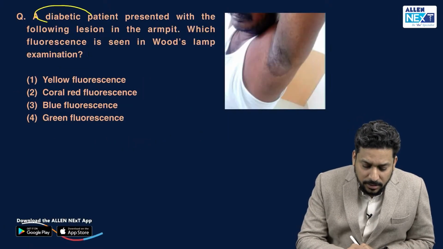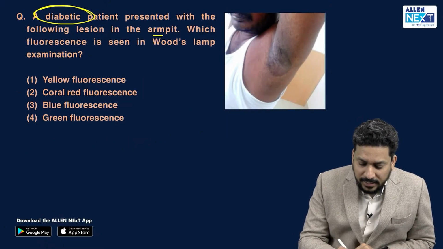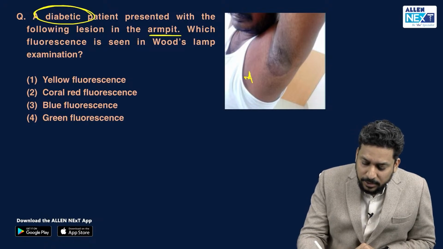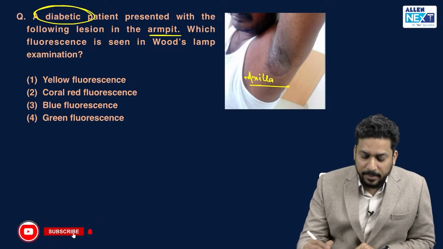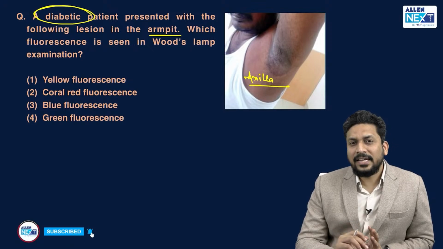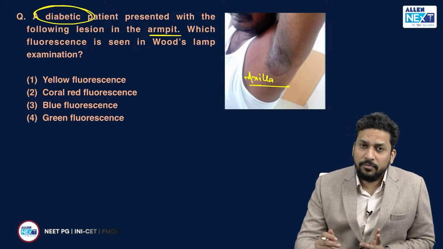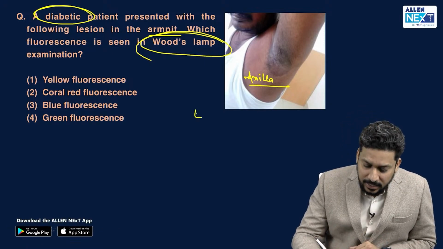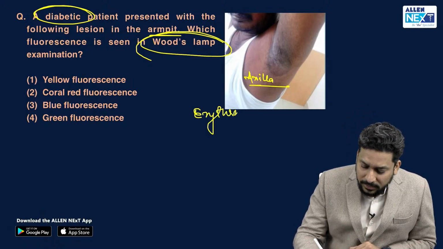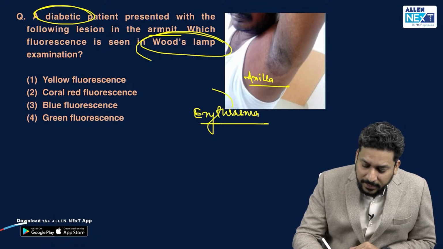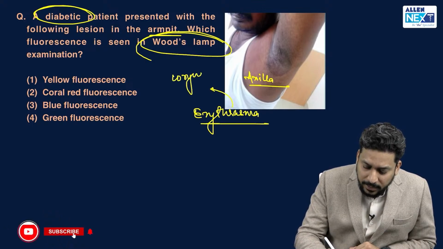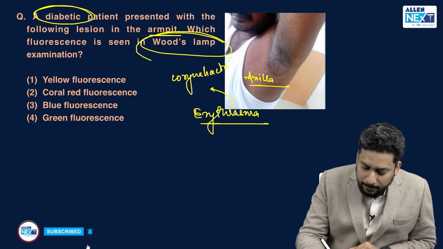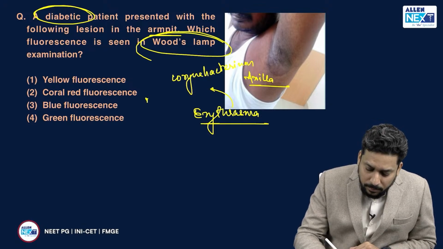A diabetic patient presented with the following lesions in the armpit. So the axilla is being shown here. In the armpit, the patient is developing this lesion. And do you know any skin rash which develops commonly over the axilla where Wood's lamp helps in the diagnosis? Yes, that is erythrasma. Erythrasma is caused by a bacterium, that is Corynebacterium minutissimum.